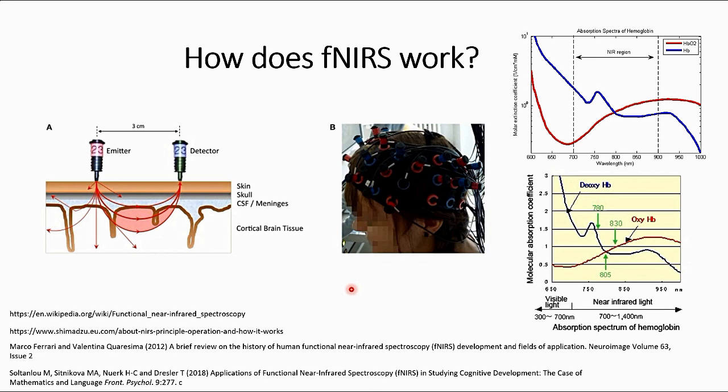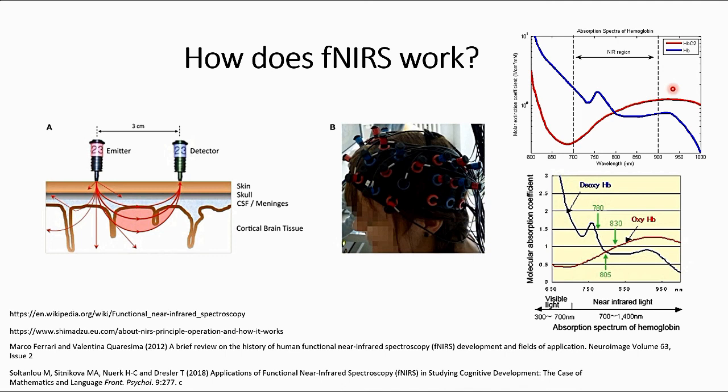Functional NIRS is an optical imaging method that uses near-infrared light, approximately 650 up to 1000 nanometers, to measure concentration changes of oxygenated and deoxygenated hemoglobin in the cortical brain structure. The functional NIRS principle is almost the same as the fMRI method, whereby it measures the hemodynamic response or blood oxygen level dependent response.